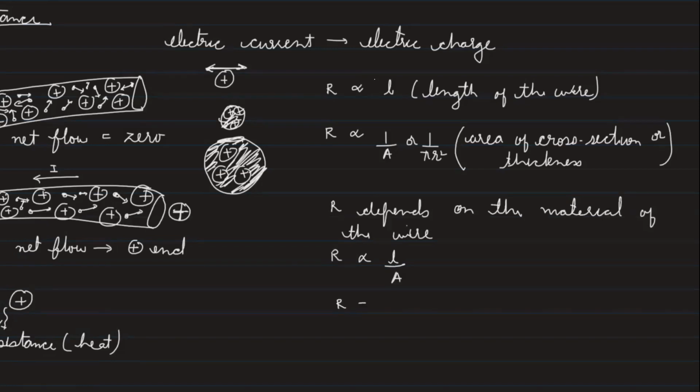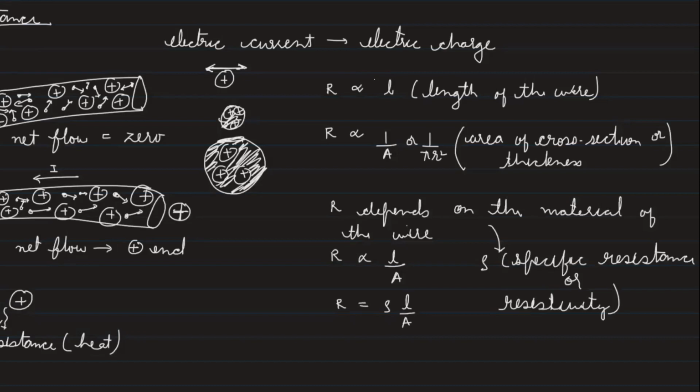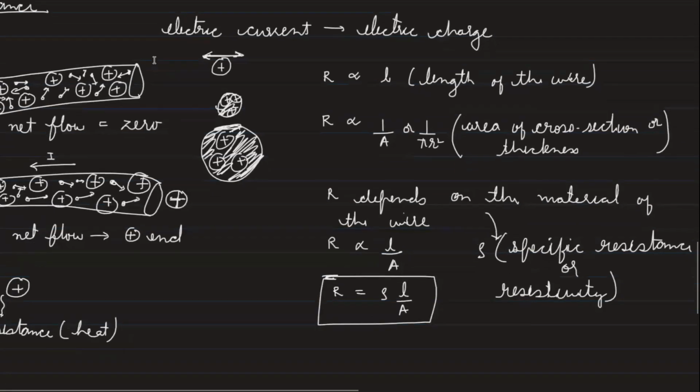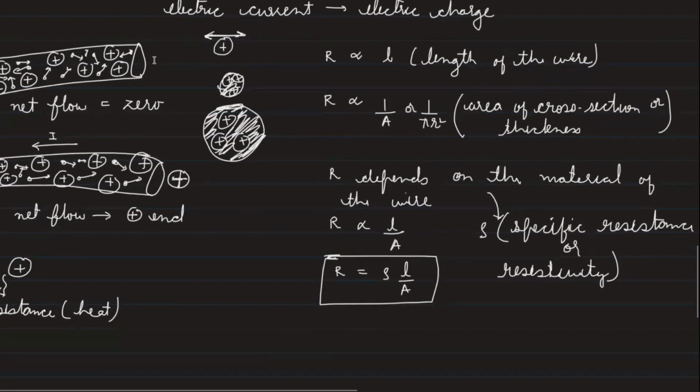When you remove the proportionality sign and write an equal to sign, you multiply by a constant. And this constant is what depends on the material, the specific resistance or resistivity. So this is one formula: resistance depends on the length of the wire, it depends on the area of cross section of the wire, and it also depends upon the material of the wire, that is, the resistivity.